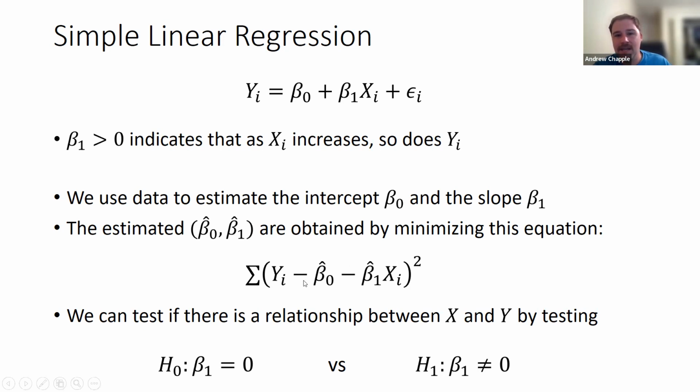And how are they estimated? Basically, I subtract the predicted value for y from the real value of y, square that difference, and then add all of them up. So I'm trying to minimize the squared distance between each real point and the line. And here I can test if there's a relationship between x and y by testing the null beta 1 equals 0, which means that as x increases, y doesn't change, versus H1, beta 1 not equal to 0. This test is actually the same thing as testing if rho is equal to 0.